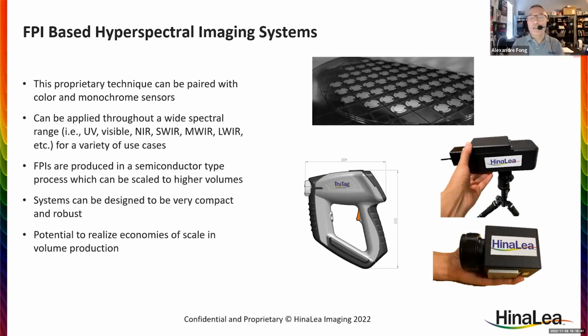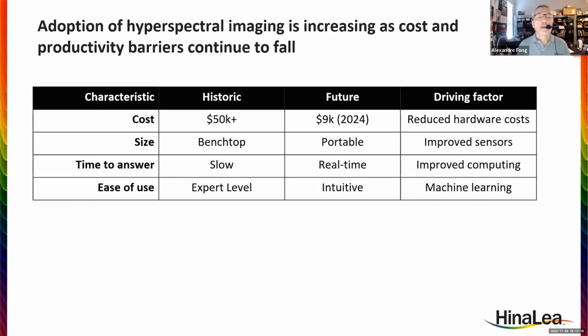We're able to make these little mirrors using a semiconductor process, so it's scalable for very high volumes of production, and they can be designed to operate in the UV, visible, near IR, shortwave IR, and beyond. These can be made very compact and robust. You can see a handheld unit there. It's like a pistol grip type of unit that's a contact hyperspectral imager. Others are palm-sized cameras. They can be put in almost any kind of context or application environment.